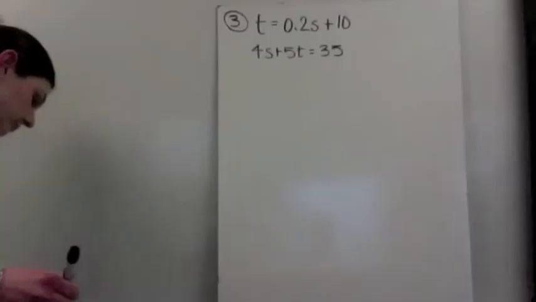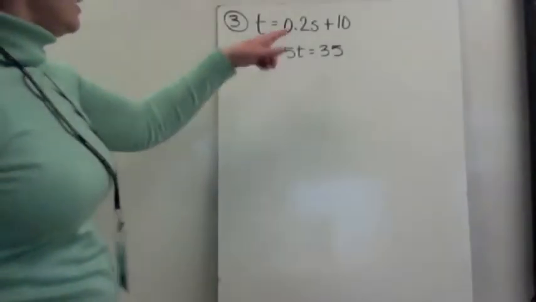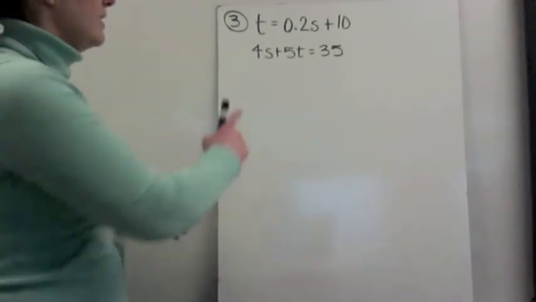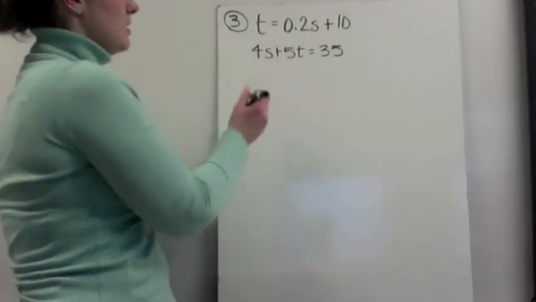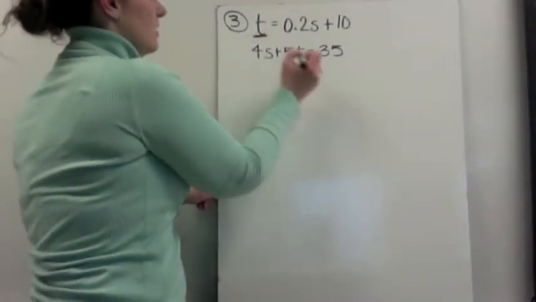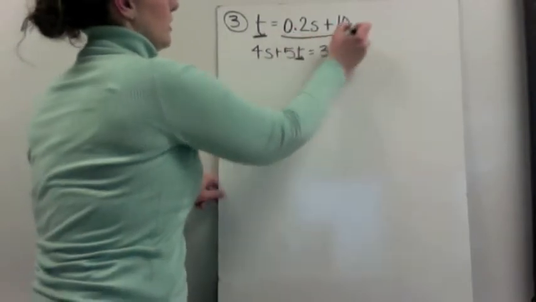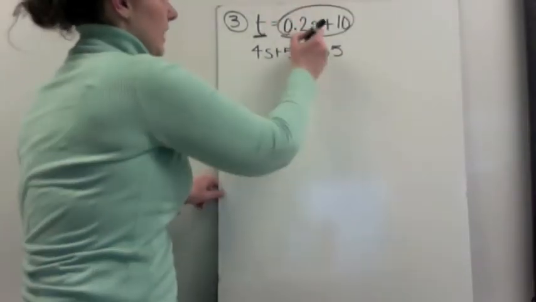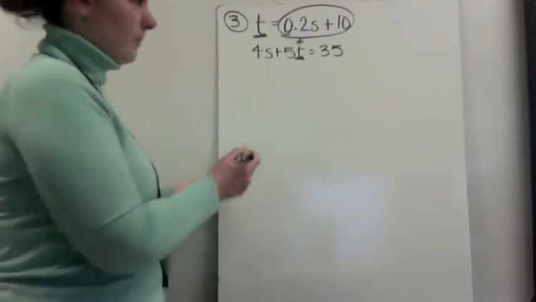Number 3, very similar setup. t equals 0.2s plus 10. 4s plus 5t equals 35. We know t. We know that this is the same as t. That goes in for t.